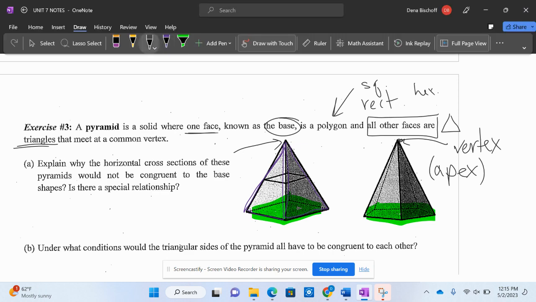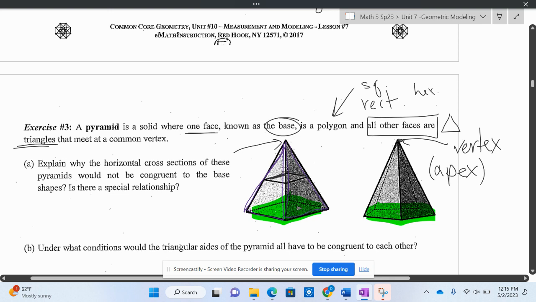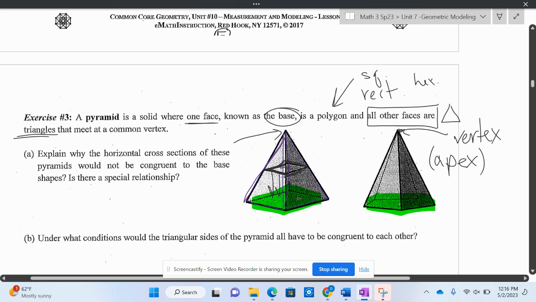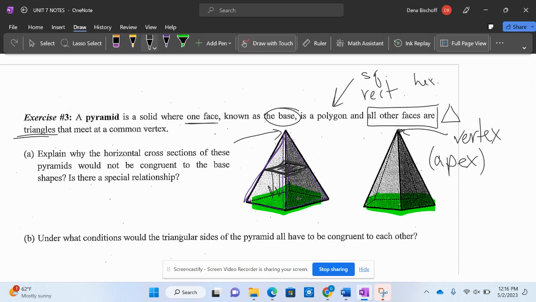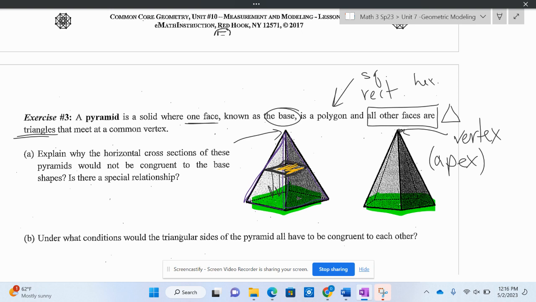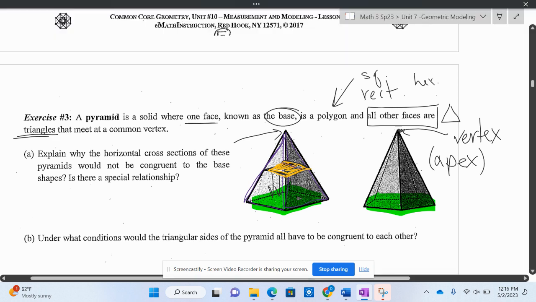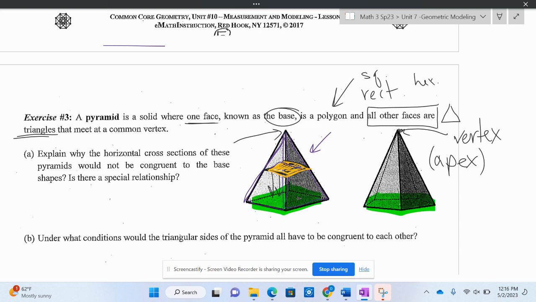So tell me why, if I made a cut that was horizontal, or remember we said parallel to the base, if I cut horizontally, parallel to the base, the shape that I get right here is not congruent to my base. Why is it not the same shape? This is a rectangular or square pyramid. Why is this yellow box not the same as the green one on the bottom?